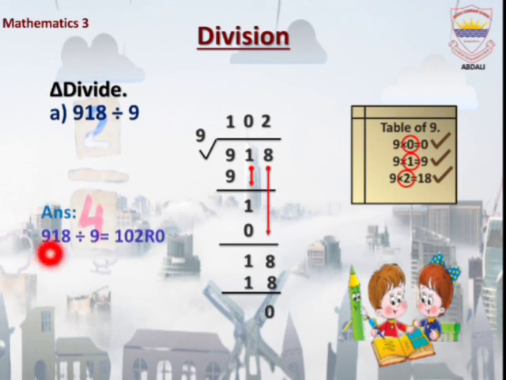Our answer is, when we divide our dividend 918 by our divisor 9, we get our quotient 102 and our remainder is 0.